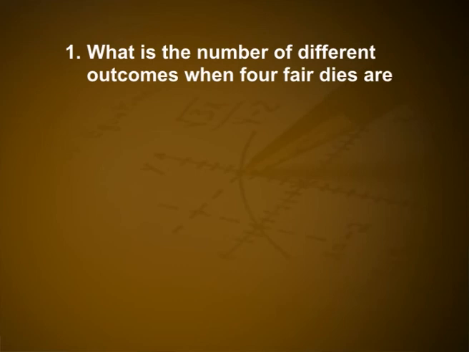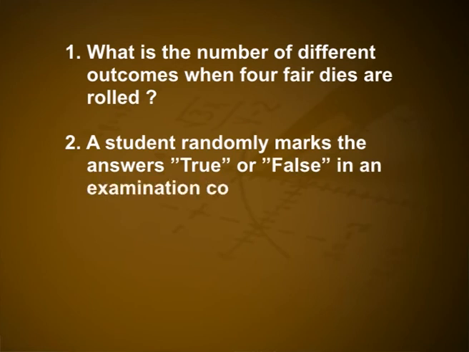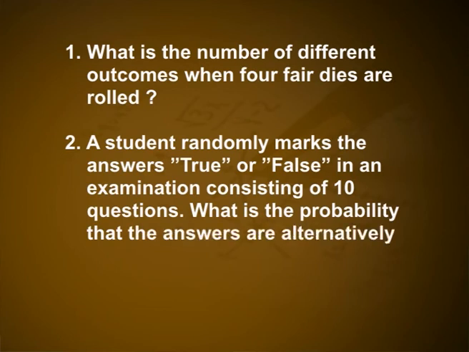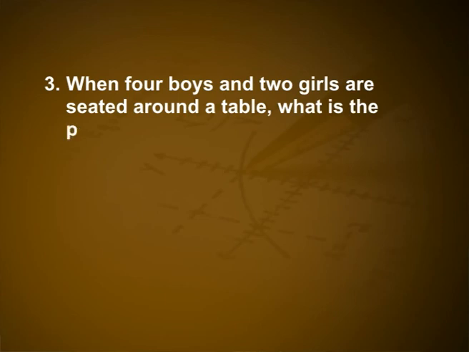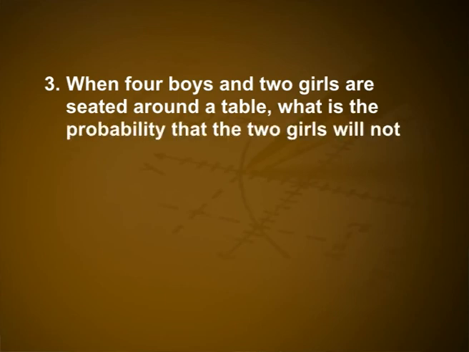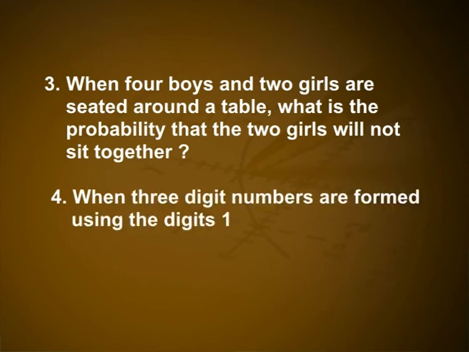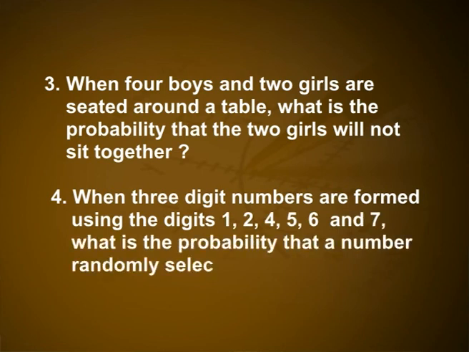First, what is the number of different outcomes when 4 fair dice are rolled? Next, a student randomly marks the answers true or false in an examination consisting of 10 questions. What is the probability that the answers are alternately different? Next, when 4 boys and 2 girls are seated around a table, what is the probability that the 2 girls will not sit together? Next, when 3-digit numbers are formed using the digits 1, 2, 4, 5, 6 and 7, what is the probability that a number randomly selected is a multiple of 4?